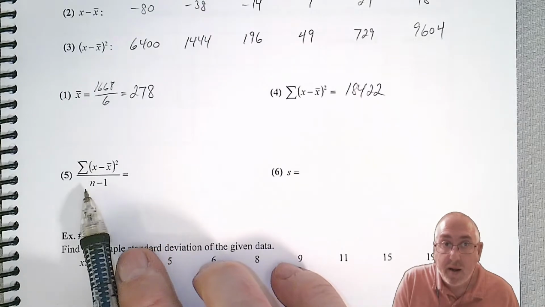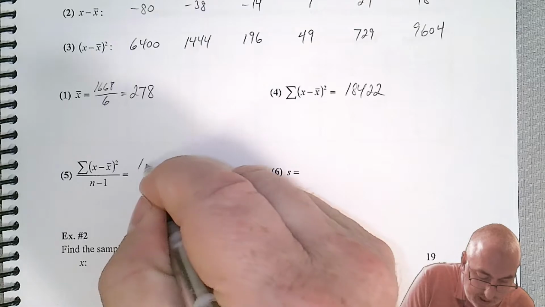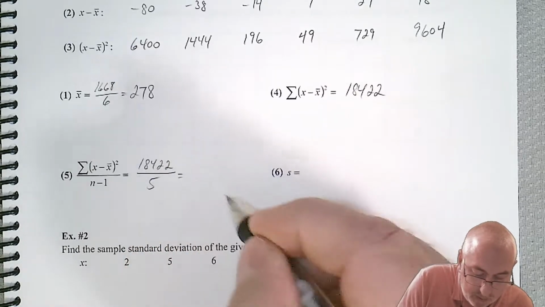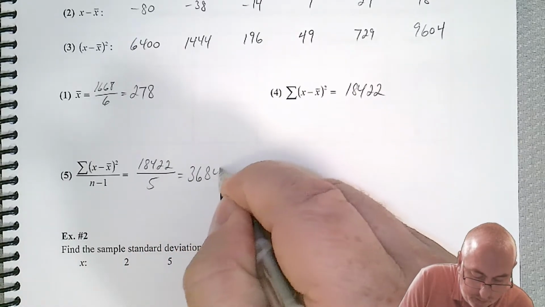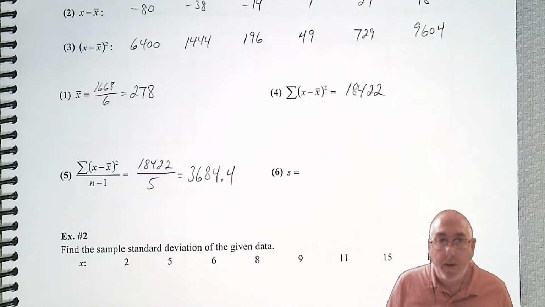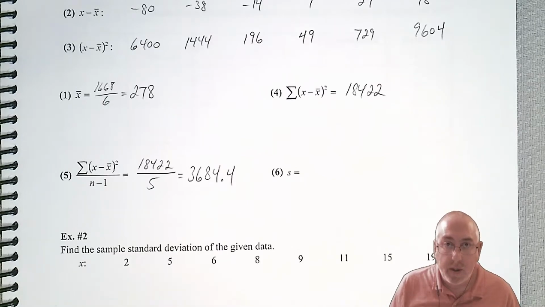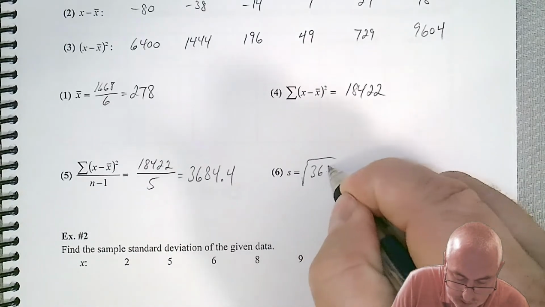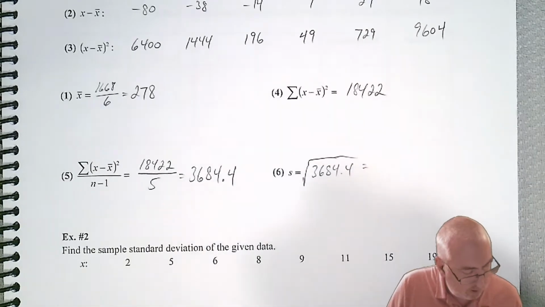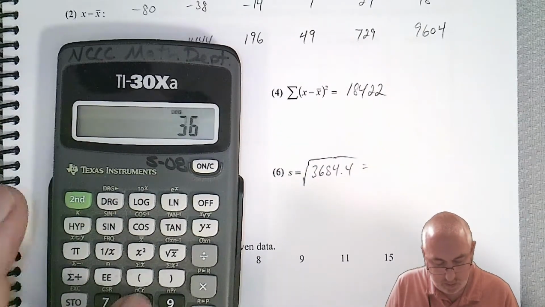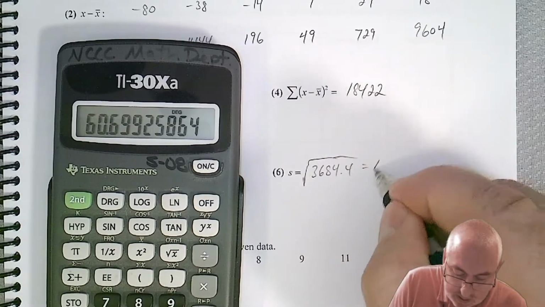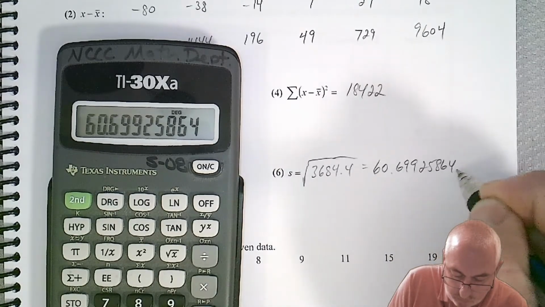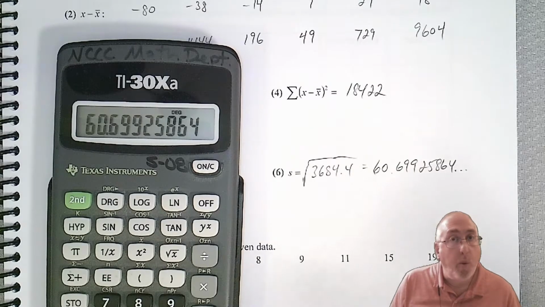Next, we want to divide. So remember, n minus 1. So we're going to take that 18,422 and divide it by, n was 6, so we want to divide by 5. If we do that, I'm pretty sure we get 3684.4. All right, so we divide those. And then the last step, remember, is square root. So we'll square root the 3684.4. And let's see what we get. And we get 60.69925864, and so on.